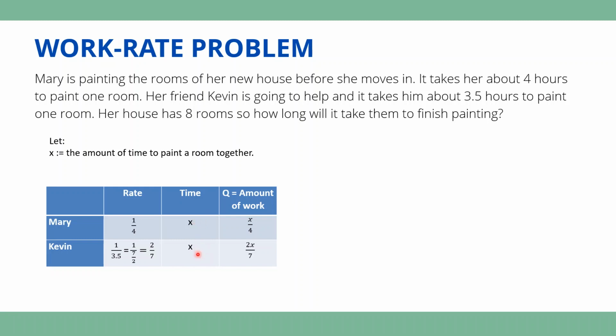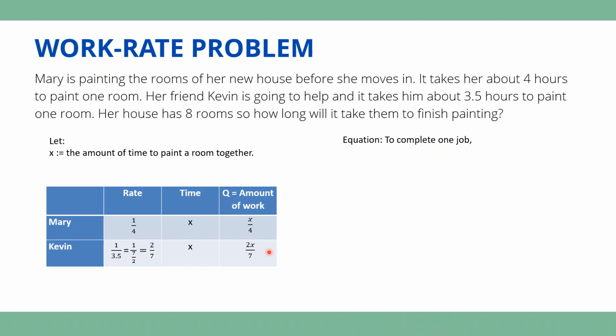That's x. Then, let's compute the column for the amount of work. Simply multiply the rate and time. For Mary, x times 1/4, that is x/4. While for Kevin, that is 2/7 times x, which is equal to 2x/7. Next, we have to write the equation.